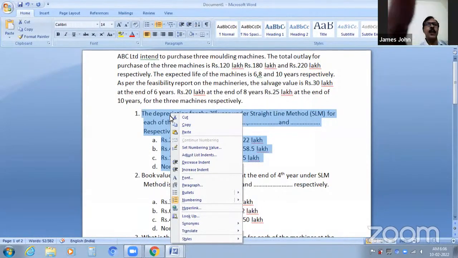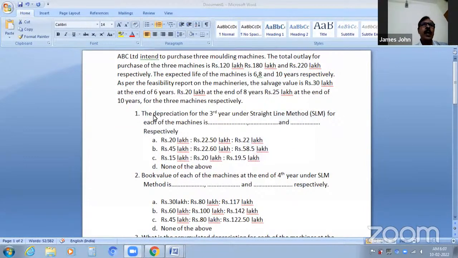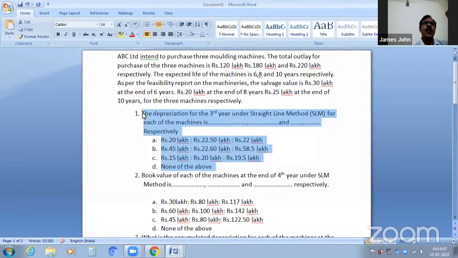Okay. One doubt, sir. In this case, the question is asked for 3 years. So we have the depreciation for the 3rd year. It is showing as asked. Straight line method means every year it is the same. See, what is straight line method? It is fixed for every year. So what is the depreciation for the 3rd year under straight line method for each of the machinery?